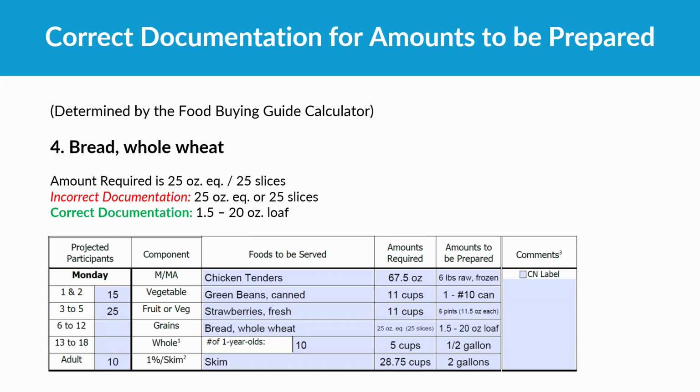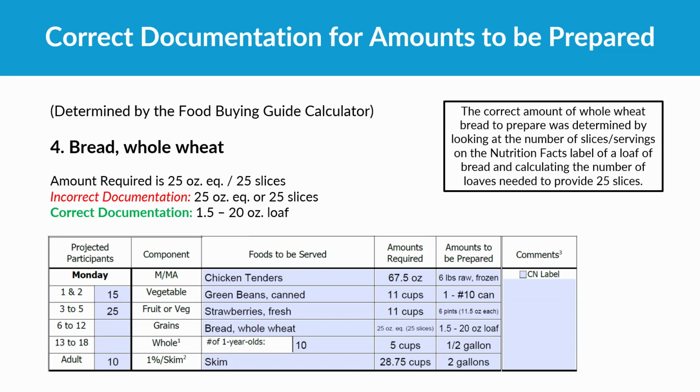All right, and then we have bread, and we're serving whole wheat bread for this meal. The amount required calculator told us that we need 25 ounce equivalents or 25 slices. Again, incorrect documentation would be that same number, and the correct documentation would be 1.5 20 ounce loaves. When you tell your cook to go to the grocery store, you wouldn't tell them to pick up 25 slices of bread. You would tell them how many loaves of bread to pick up. The amount required column is simply helping you with the menu and meal pattern planning.